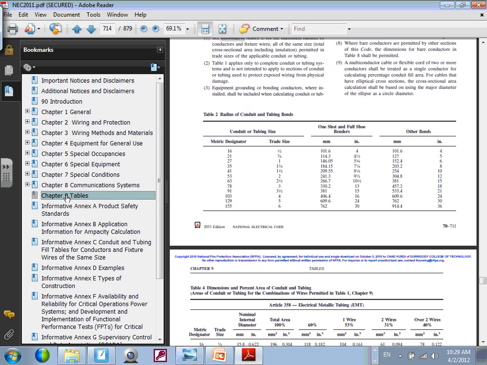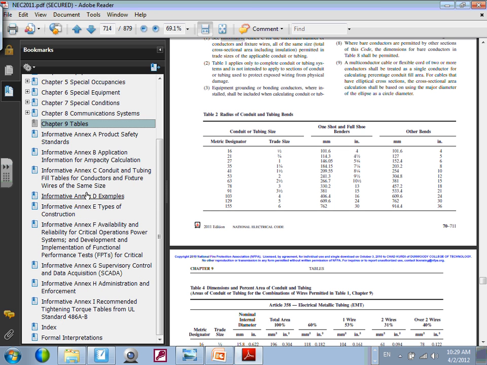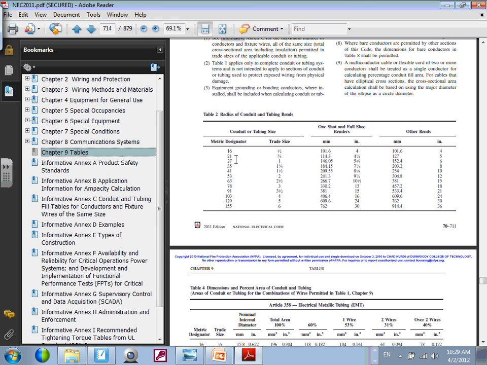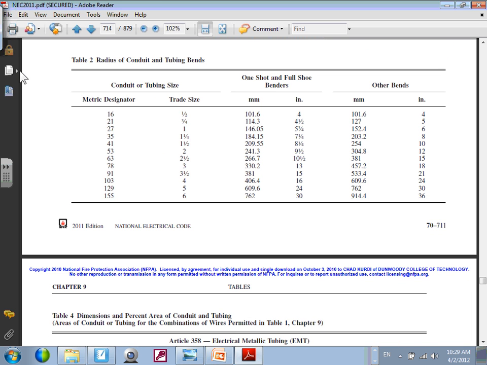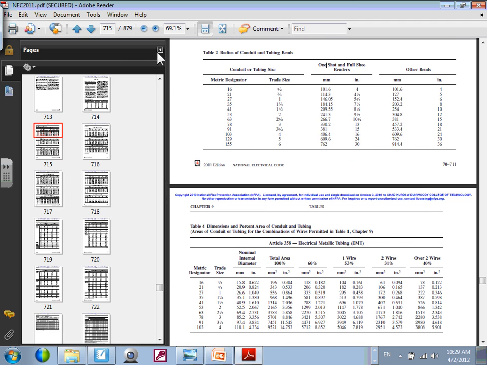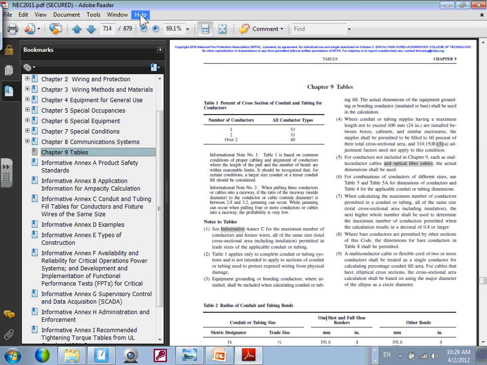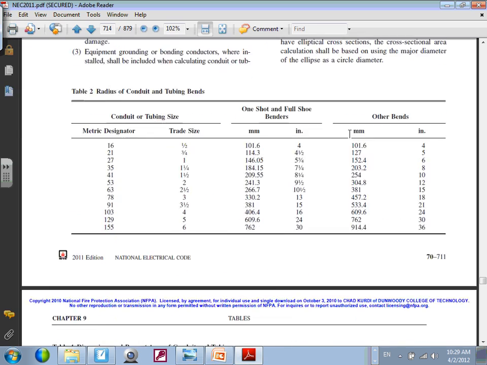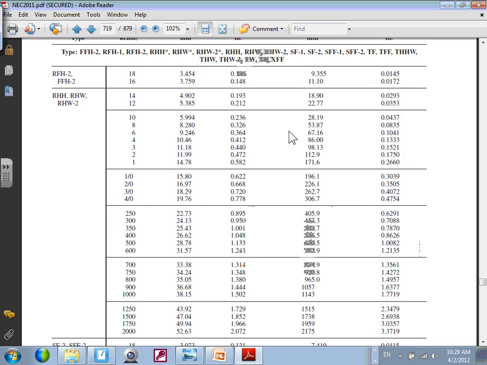Just visit chapter 9. Where am I here? Conductor, example of ampacity. Oh, it's chapter 9 tables. Oops, I didn't do that. Any comments, any questions? Okay, I'm going to go very quick through this because we did all these all the way to table 8.